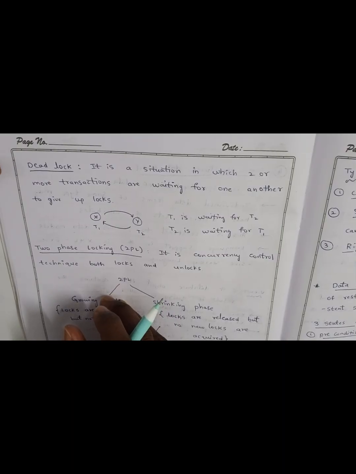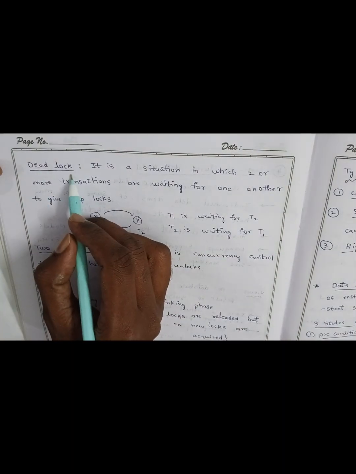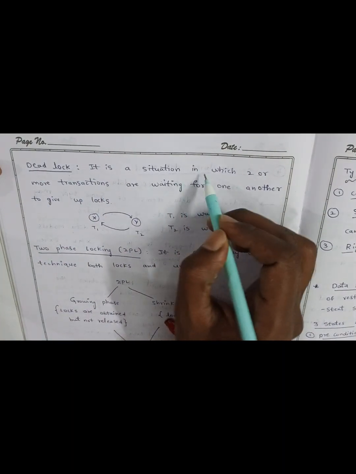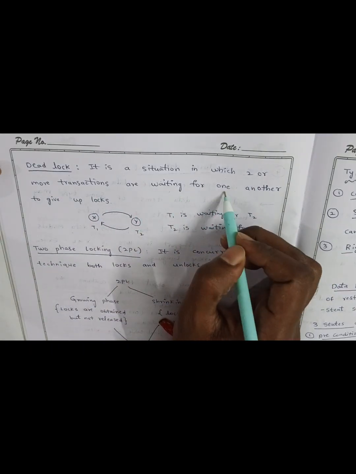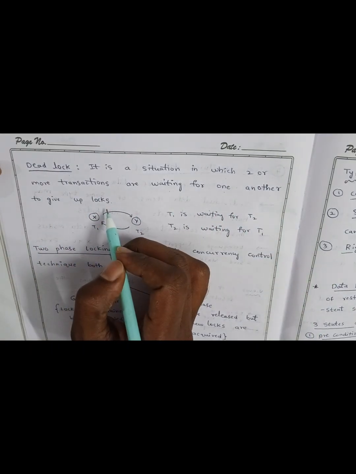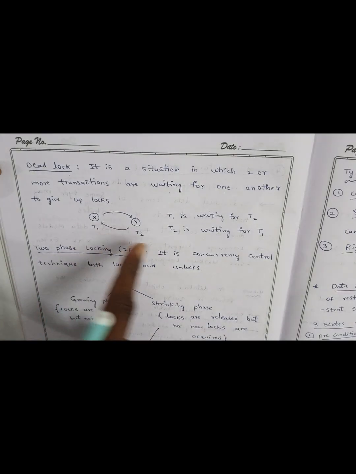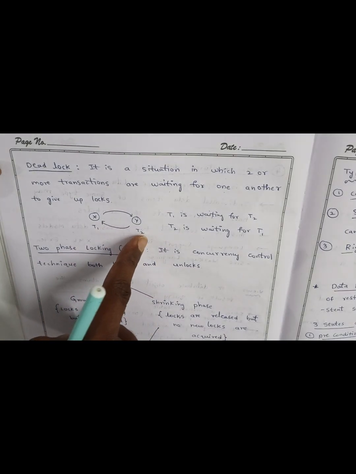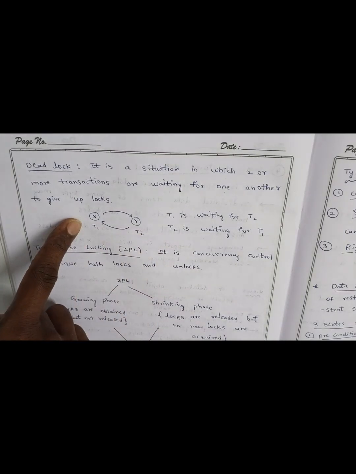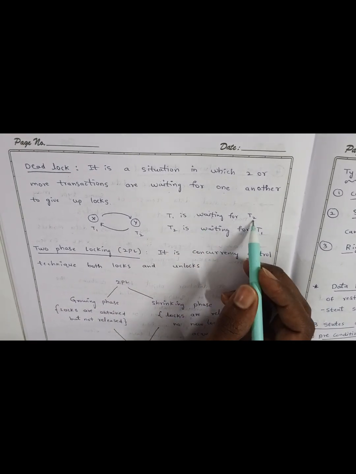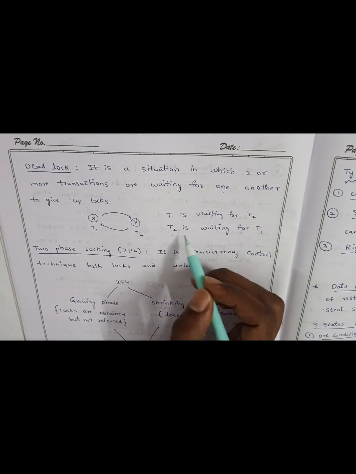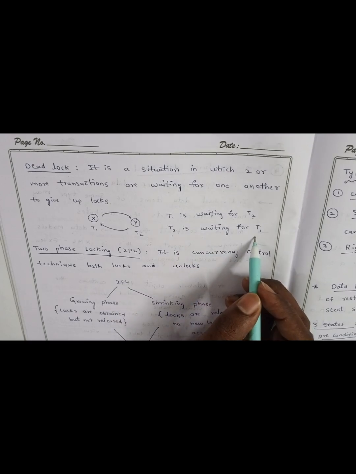Next is a very important topic: deadlock. It is a situation in which two or more transactions are waiting for one another to give up locks. One transaction is waiting for another to give up a lock. Transaction 1 is waiting for transaction 2, and transaction 2 is waiting for transaction 1.